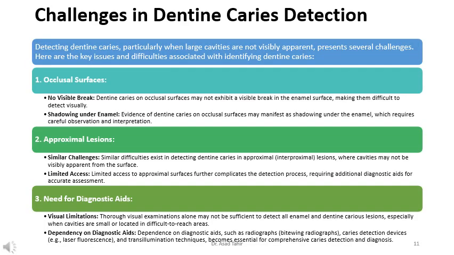Detecting dentine caries, particularly when large cavities are not visibly apparent, presents several challenges. Here are the key issues and difficulties associated with identifying dentine caries. 1. Occlusal surfaces: no visible break. Dentine caries on occlusal surfaces may not exhibit a visible break in the enamel surface, making them difficult to detect visually.